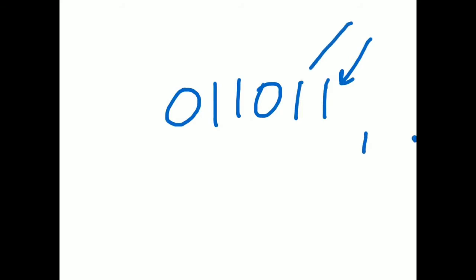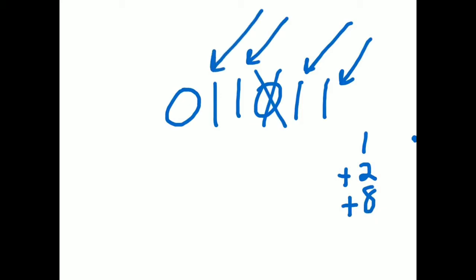We have the 2's place. We don't have anything in the 4's place, so we can ignore that. And then we have the 8's place. And then we have the 16's place. And then all you have to do is add this together, and you'll have your answer. So that's how you do it. You just add together the place values that have a 1 in them.